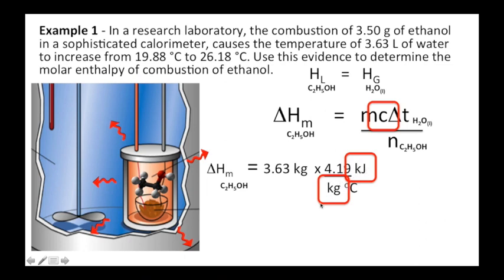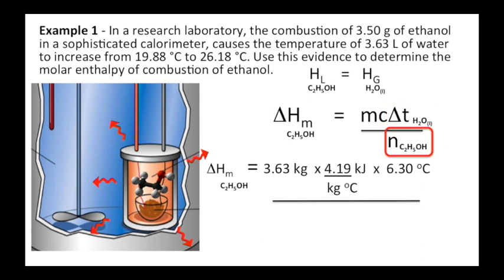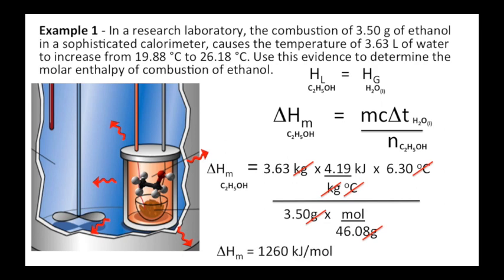So you can do that. And students think that that's like breaking some law, but it's not. If you think about it, you're just dealing with larger amounts, and the larger amount on the top corresponds to the larger amount on the bottom. And now I do my temperature change of 6.30 degrees Celsius. I will divide that by n, and I know n is of ethanol, so I take my mass times my molar mass. You can see what I'm doing there, canceling my units. Now I cancel kilograms, I cancel degrees, I cancel grams, and I'm left with 1260 kilojoules per mole.